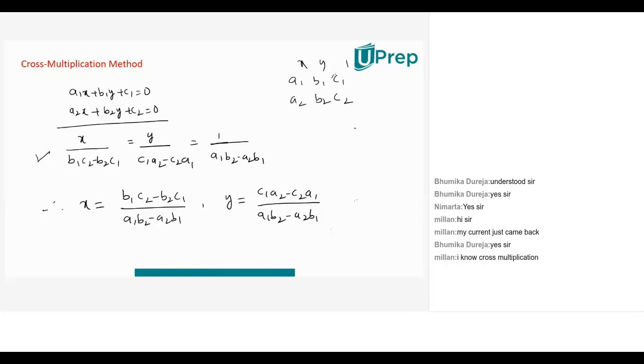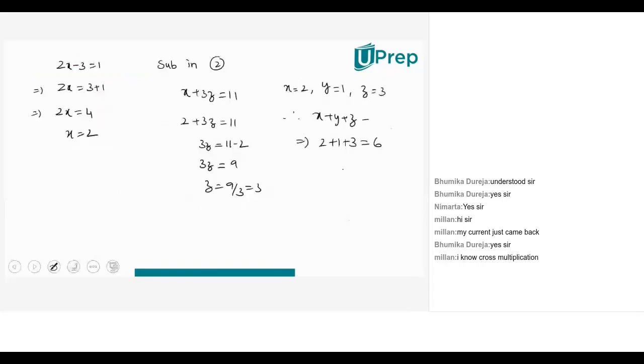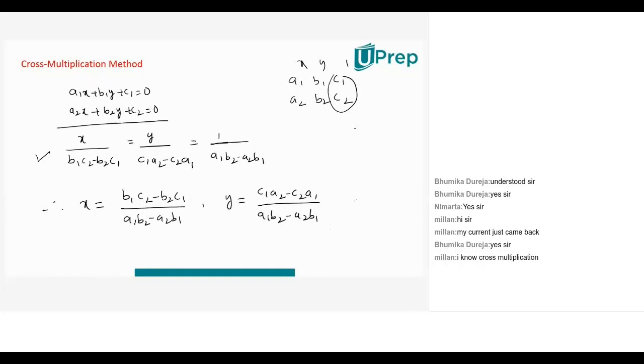Now for constants, it is 1. For 1, denominator, what do you do? Close C1, C2. You close C1, C2. So you're left with A1, B1, A2, B2. What do you do? Cross multiply. So what do you get? You get A1 B2 minus A2 B1. That is what the denominator of 1 is. So we got all the values for x, for y, and for the constant 1. We always consider the constant to be 1.